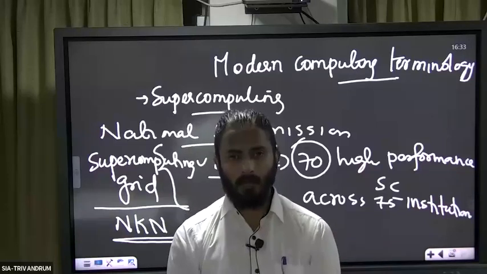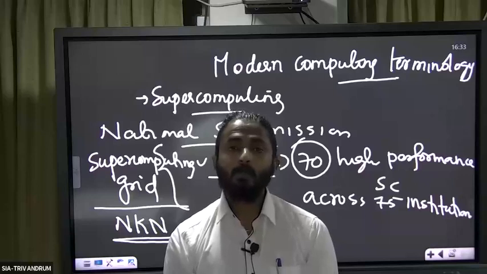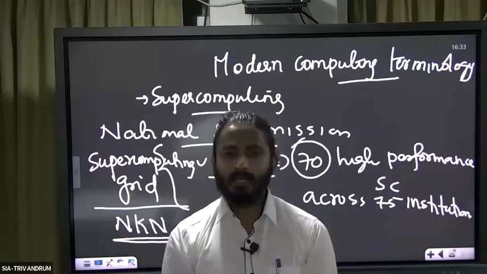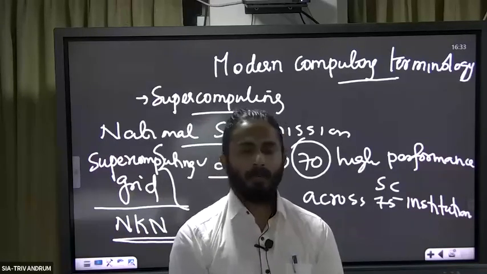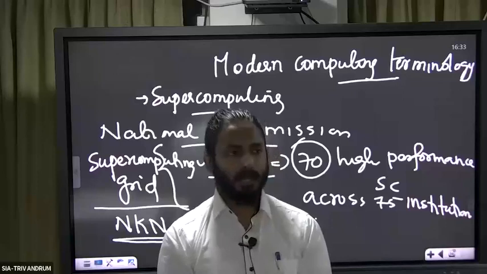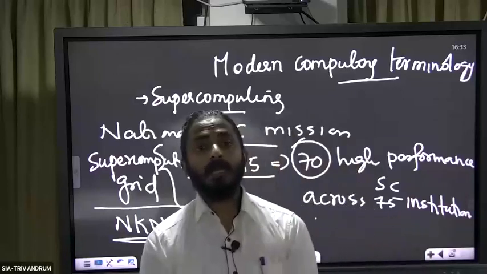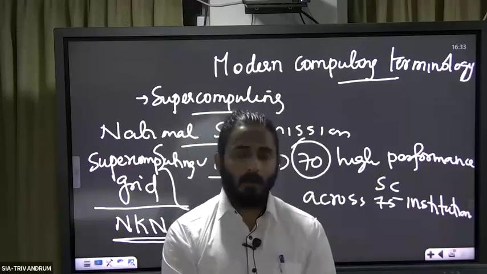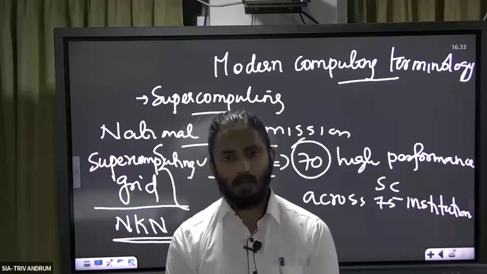What is this high performance? It is the number of instructions they execute per second. For a normal computer, the instructions are executed in millions per second. One million instructions are executed per second. But when we move to a supercomputer, it becomes a billion instructions per second. That is the difference between a supercomputer and an ordinary computer.